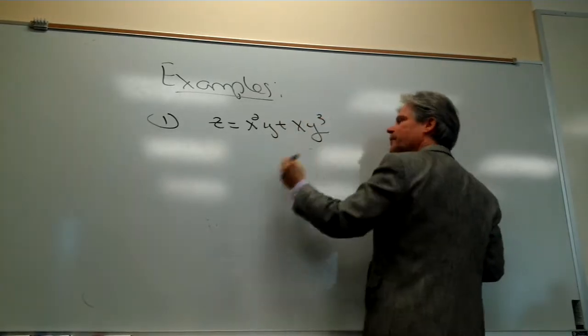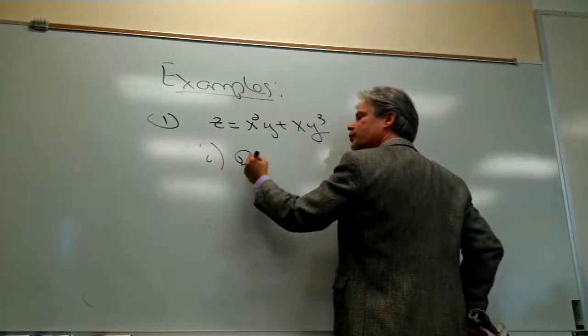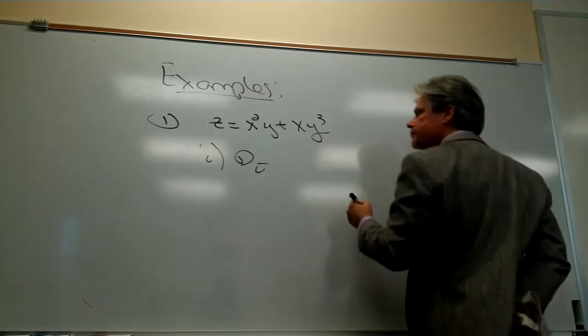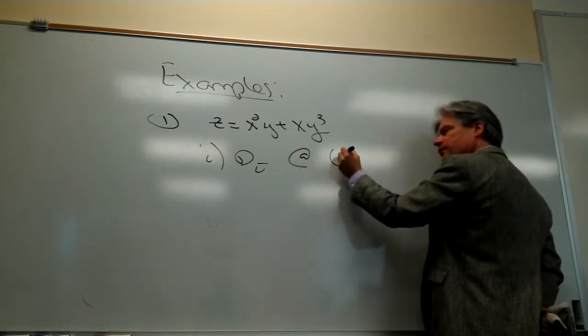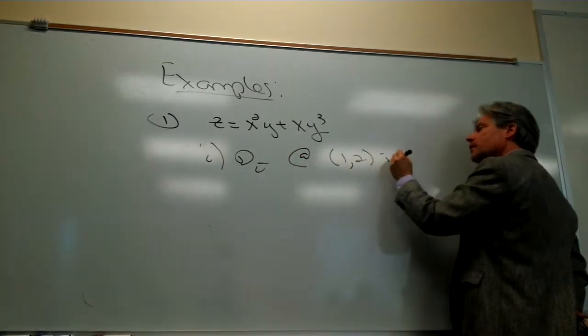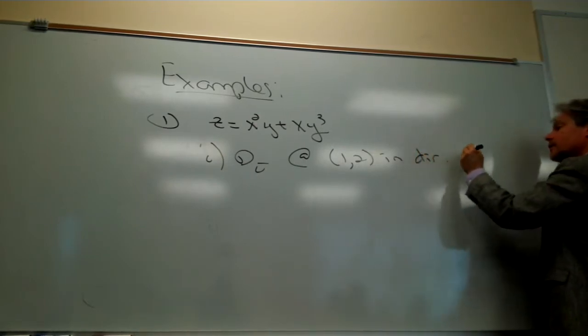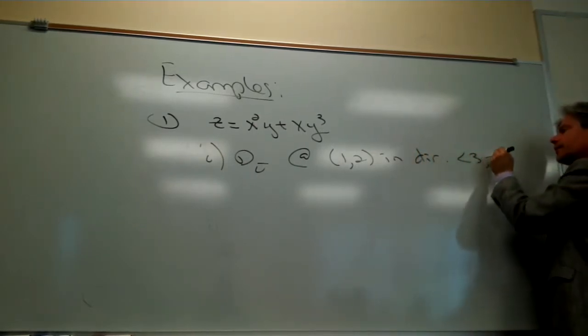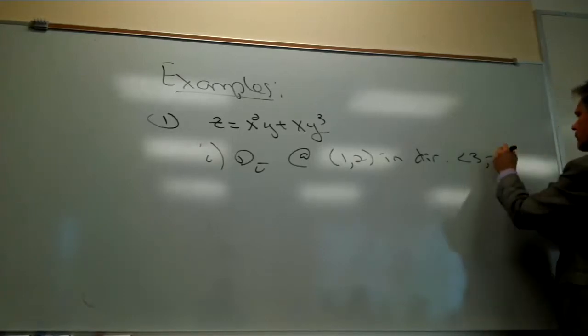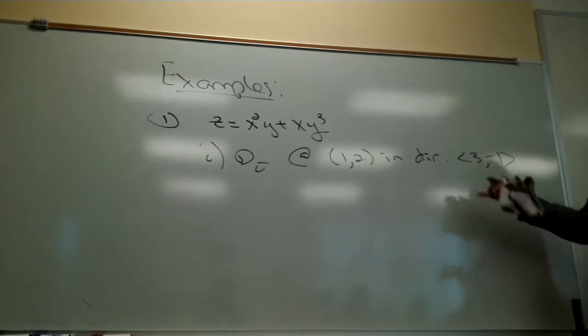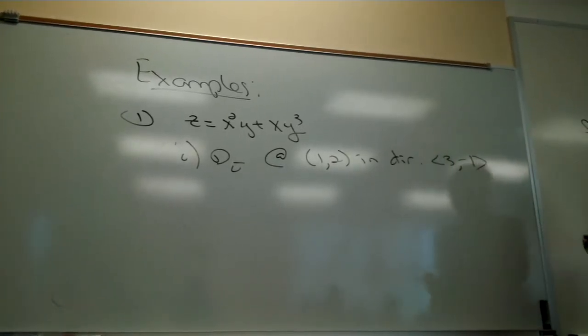Sorry, Linda. And the first question was, find the directional derivative D_u at the point (1, 2) in the direction of (3, -1). Not that it matters what I wrote on the board, I could have made up new numbers, who cares? Do you guys think I can come in and maybe erase the middle? Yeah, sure. Alright.